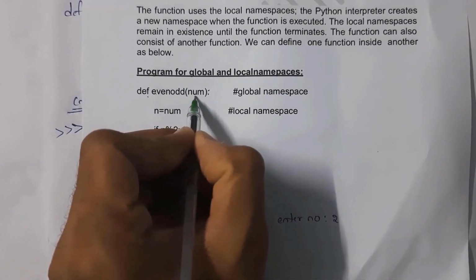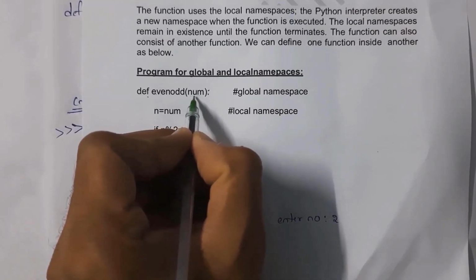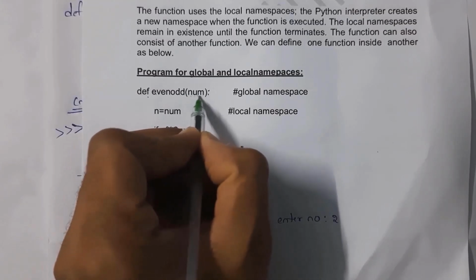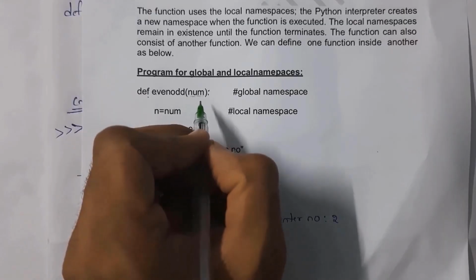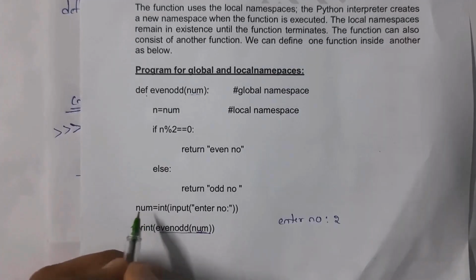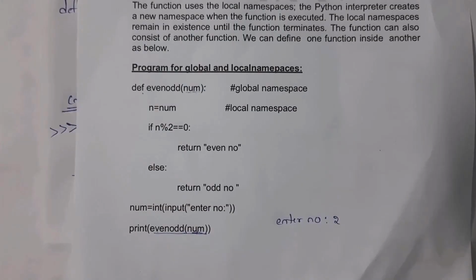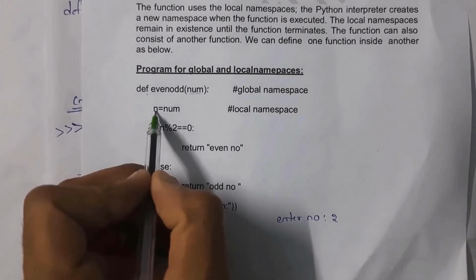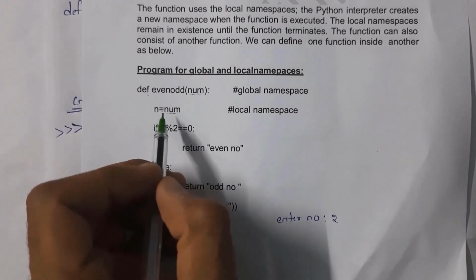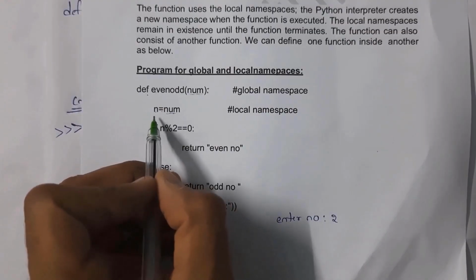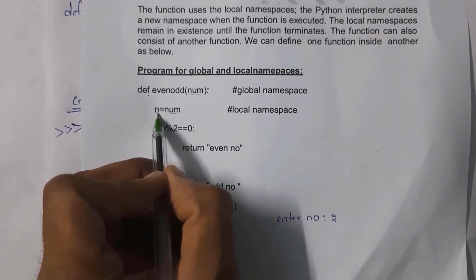So whatever the parameter that is written inside this even odd function, that is num, we call this num a global namespace, because we took this num outside the function. And inside this I have written n equal to num. That means I am changing this num to a short name, that is n. Now we call this n a local namespace.